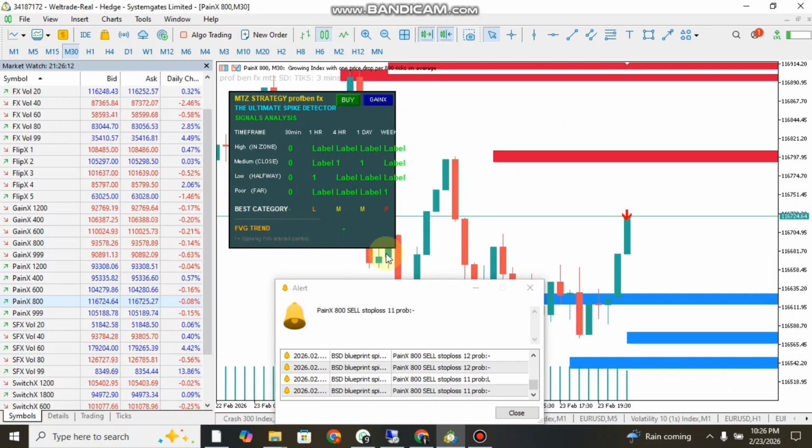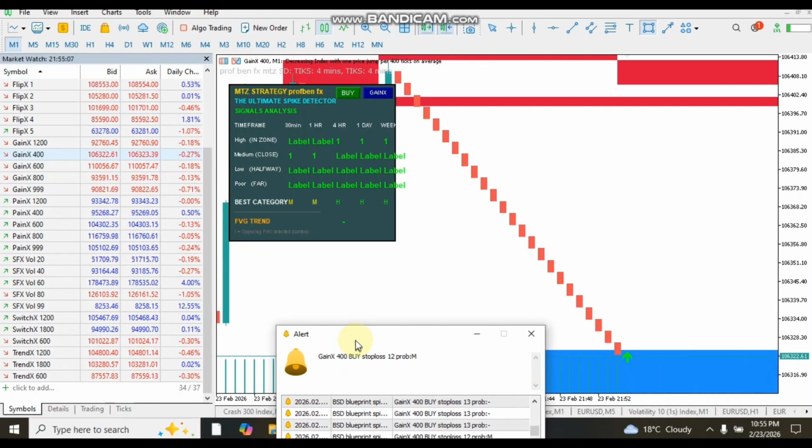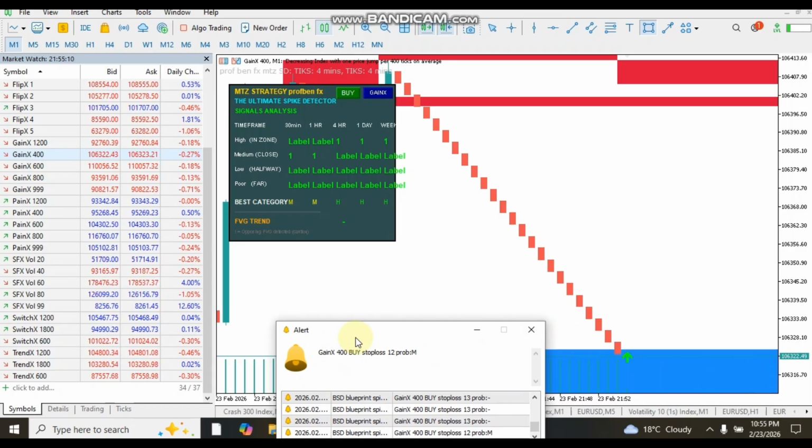Like now we have pin 800, we can also see it is low probability. Now let's have another look. Here we have another market, gain 400. But right now, the probability is M, medium. Usually this takes 7 to 8 candles.